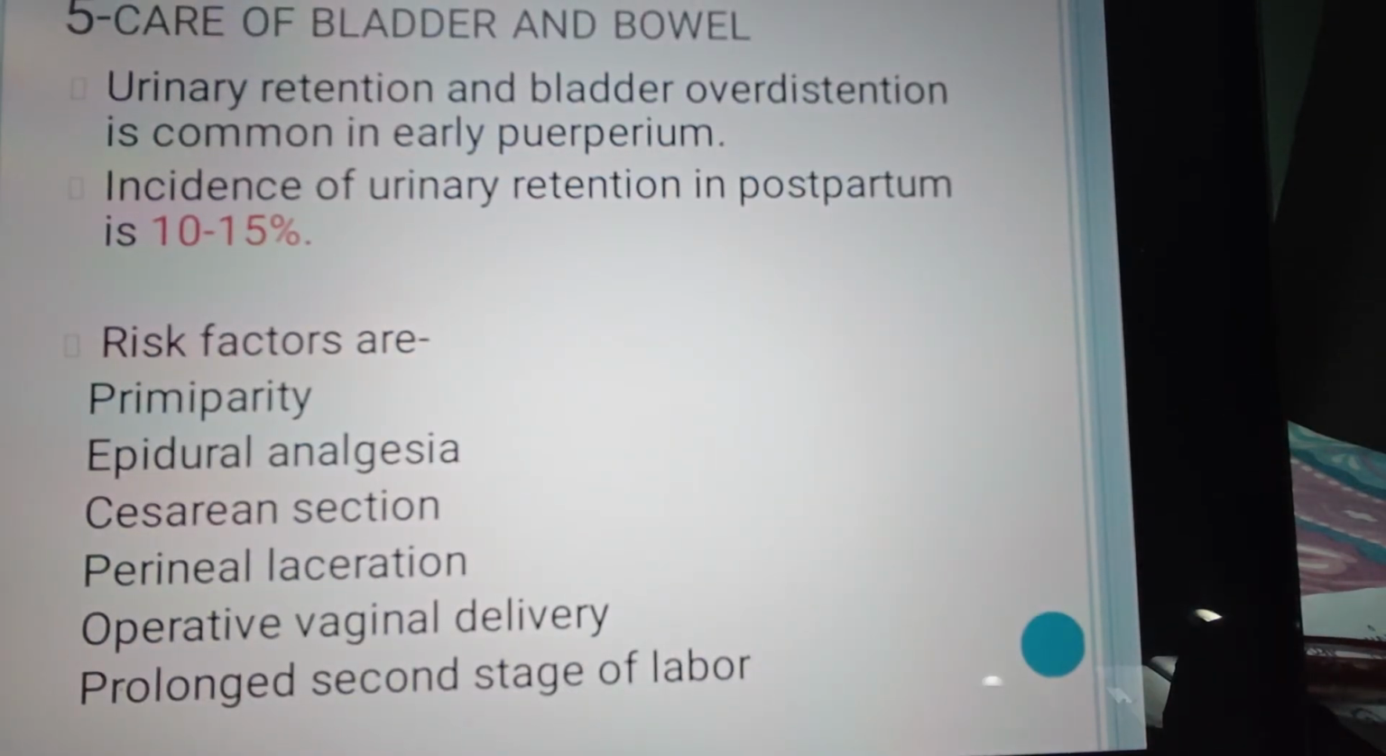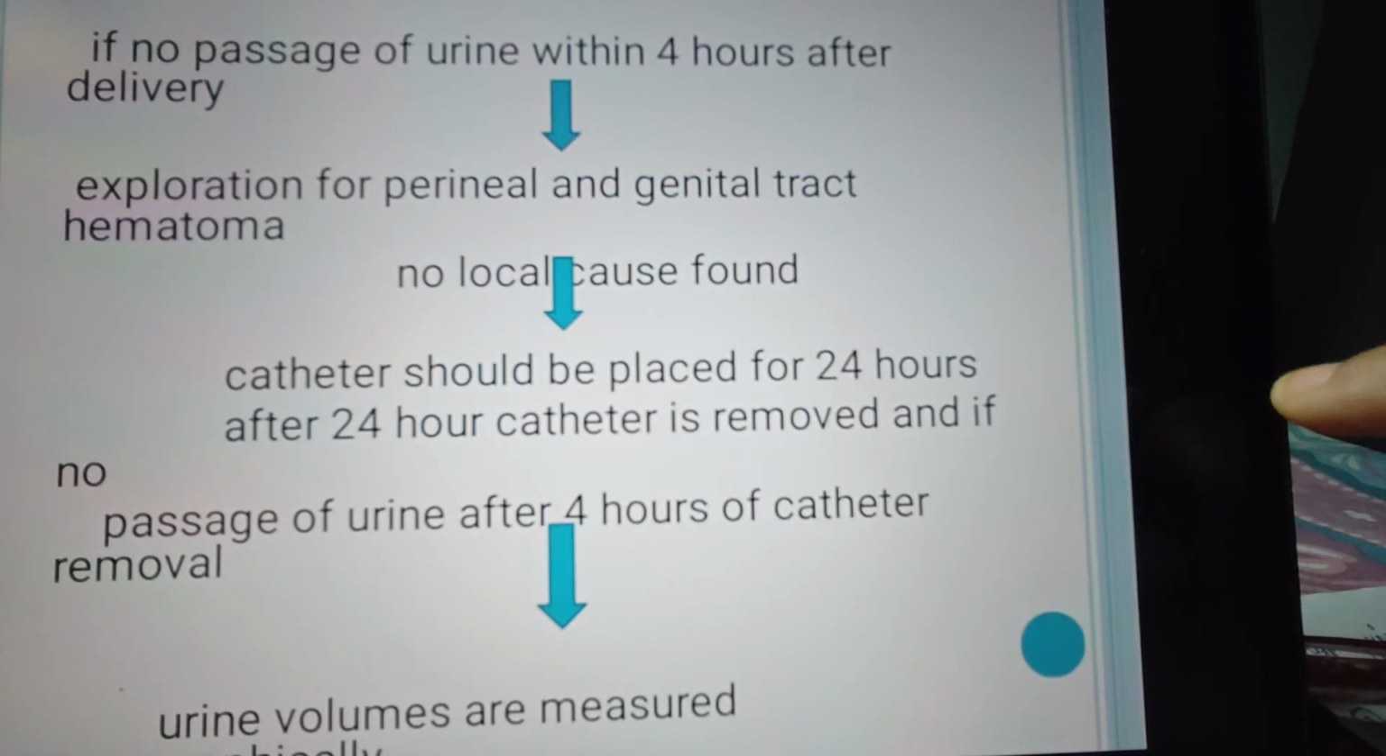Now for bladder and bowel care, urinary retention and bladder overdistension are common in the early puerperium period, and the incidence is around 10 to 15%. Risk factors include a primigravida female, history of epidural analgesia, cesarean section, perineal laceration, operative vaginal delivery, or prolonged second stage of labor.